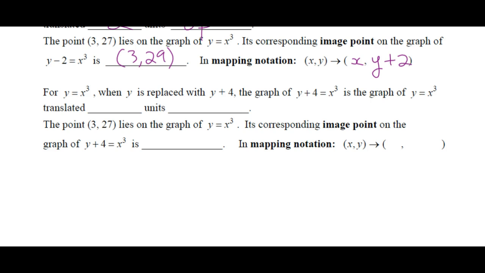For y equals x cubed, y is replaced with y plus 4. The graph is translated, how many? Which way? Down. So (3, 27) becomes (3, 23). And in mapping notation, (x, y) becomes (x, y minus 4). Okay, so when you're seeing y is replaced with y plus 4, you are then thinking it's a translation down 4 units. When you're doing the mapping notation, you're thinking it's down 4, the y value must decrease by 4.